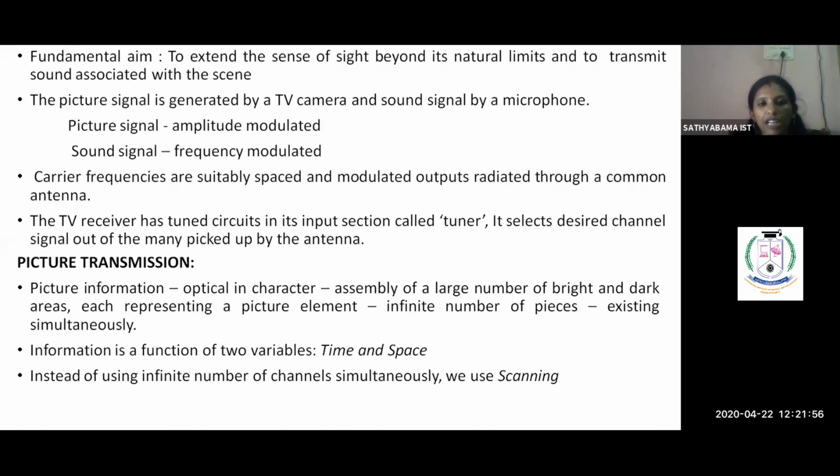Now, picture transmission. The picture information is optical in character, which means it has a large number of brightness levels. You would be representing the picture elements with an infinite number of pieces simultaneously. The information is a function of two variables, time and space. Instead of using an infinite number of channels simultaneously, we use scanning.